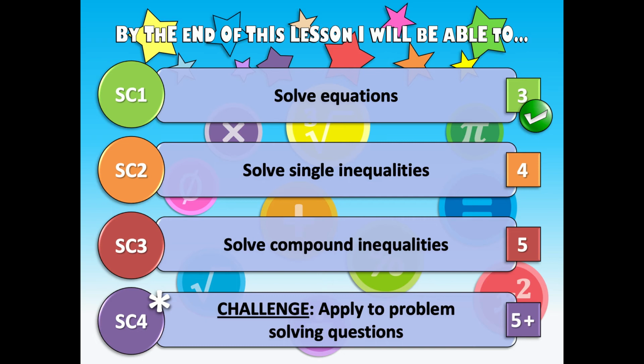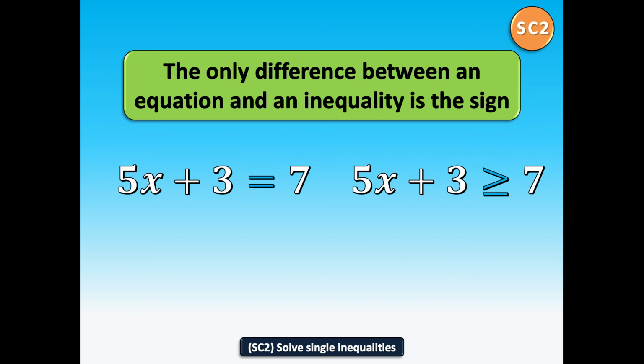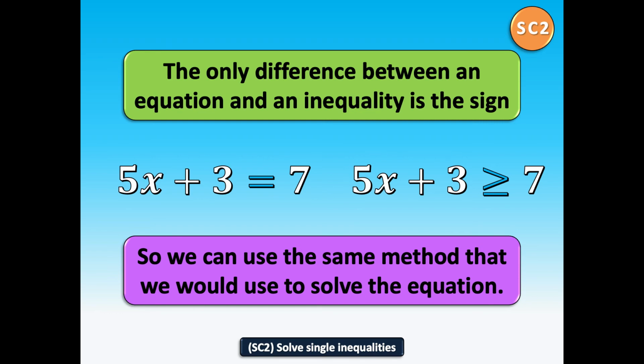Now we're going to move on to number 2, and this is to solve single inequalities. Whether we've got an equation or an inequality, the only difference is the sign. In an equation we have an equal sign, and in an inequality we have an inequality sign, which is either the greater than sign, the less than sign, the greater than or equal to, or the less than or equal to sign. So we can use the same method that we would use to solve an equation to solve an inequality.